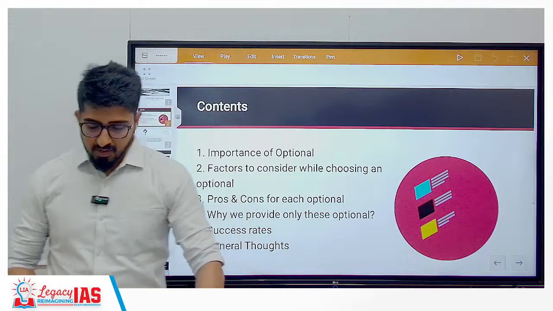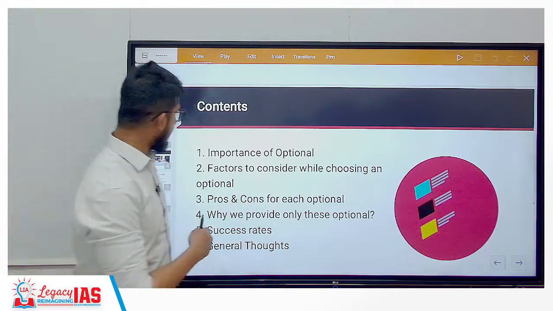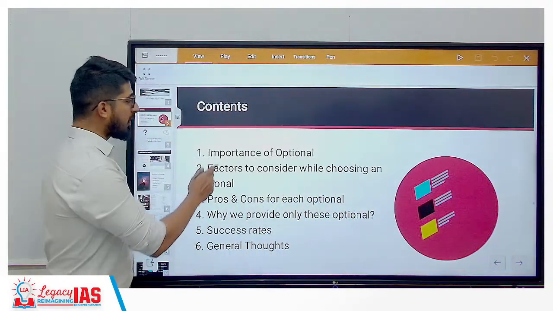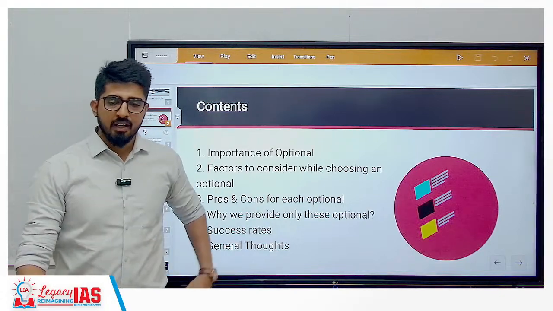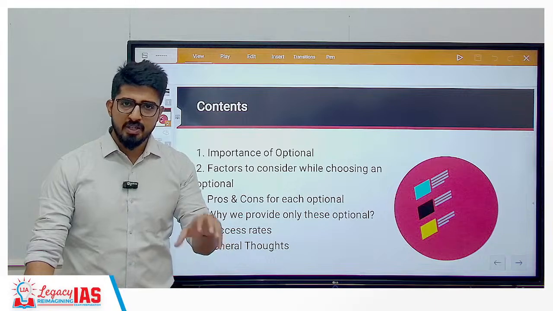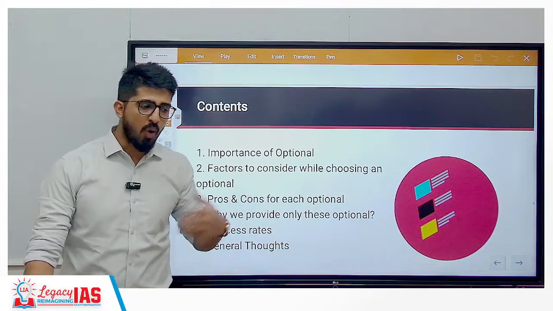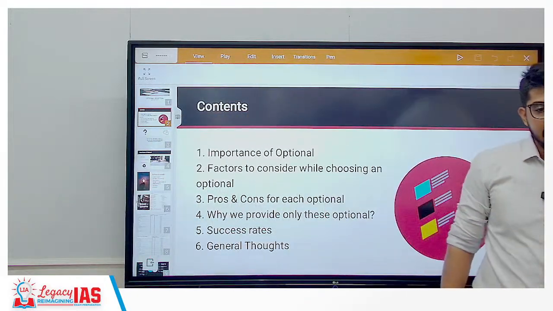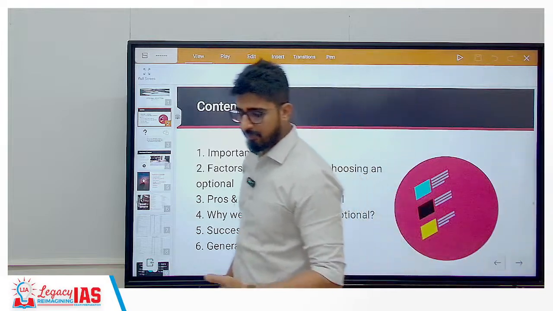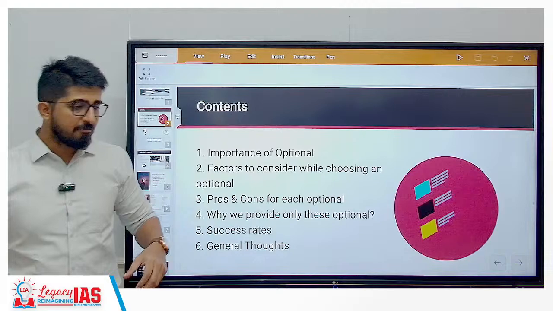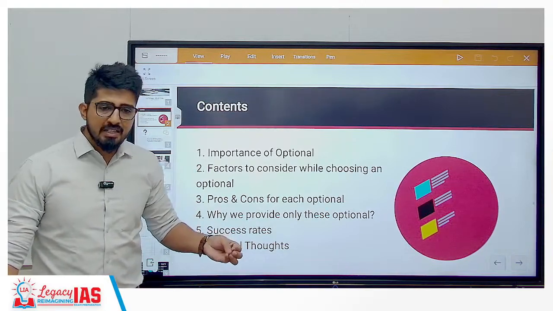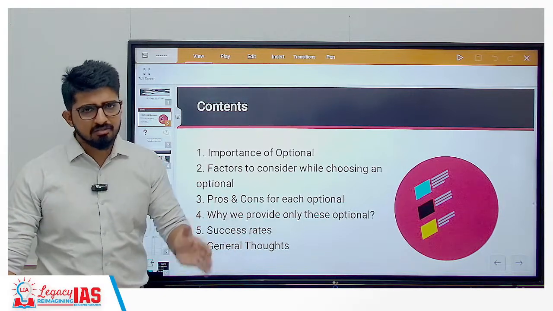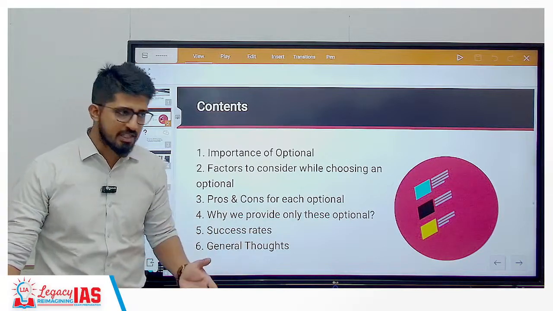Okay. So as I was telling you about the contents that we are going to discuss in this particular session, it's going to be about the importance of the optional to start with. How much weightage does this optional subject carry? And also, why it is so important to choose the right optional. And next, we are going to discuss the factors to be considered while choosing an optional. While many choose the optional on various parameters, we are going to discuss which are the most important ones which you are going to consider upfront, and then there are some factors, not so important ones, which you take into consideration as well.